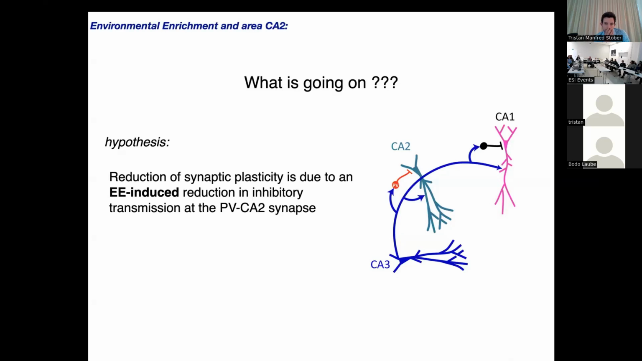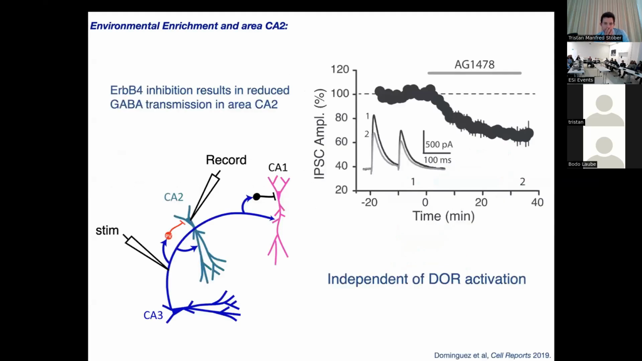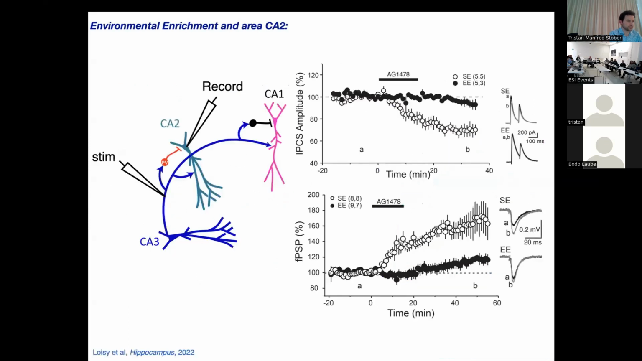GABAergic transmission. And one way of doing that is that we'd previously found on the parvalbumin network in CA2, if you inhibit a receptor called ERBB4, that results in reduced GABAergic transmission. So here, this is just an example from a whole cell recording. You add this inhibitor of this receptor and GABAergic transmission reduces. So we tried this in EE animals, right? Completely independent of the DOR plasticity. But we know it's in the same population of interneurons.